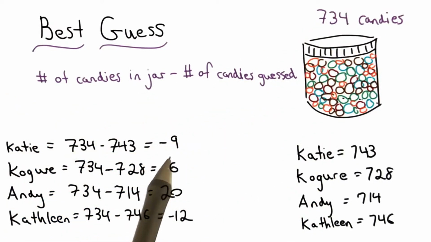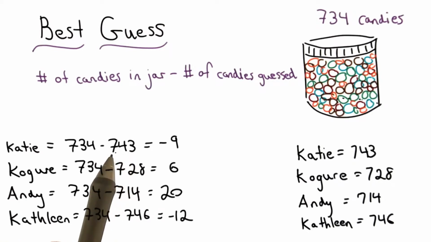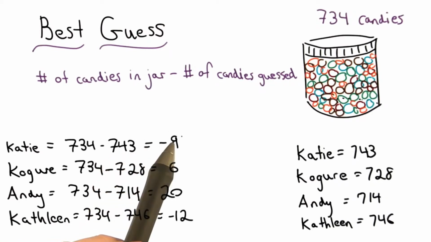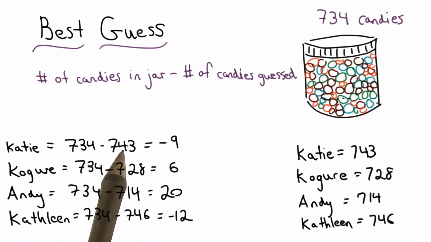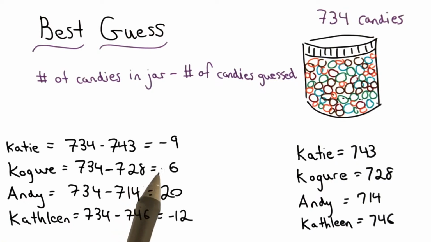Katie's guess was off by 9. She guessed 743, and she was actually over by 9. She went too high. So in this case, a negative sign means we were over our guess. Kagore was 6 candies off. She was under. She guessed 728. 728 is less than 734. So in this case, a positive 6 would mean that she was under.